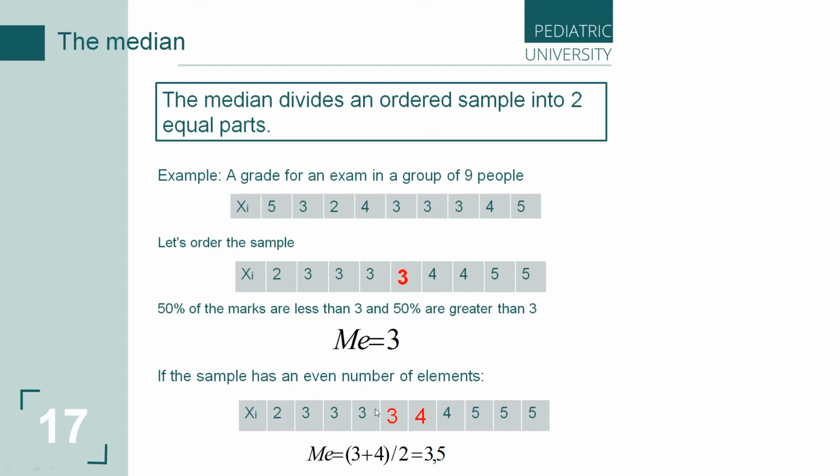When the sample has an odd number of items, as we looked at in the example, that's understandable. But what if the sample has an even number of elements? In that case, we take the arithmetic mean of the two center elements of the ordered sample. Again, we divided the sample into two parts, and in the center there are two values. To calculate the median, we take the arithmetic mean of the two center values of the sample. So 3 plus 4 divided by 2. The median of this sample is 3.5.